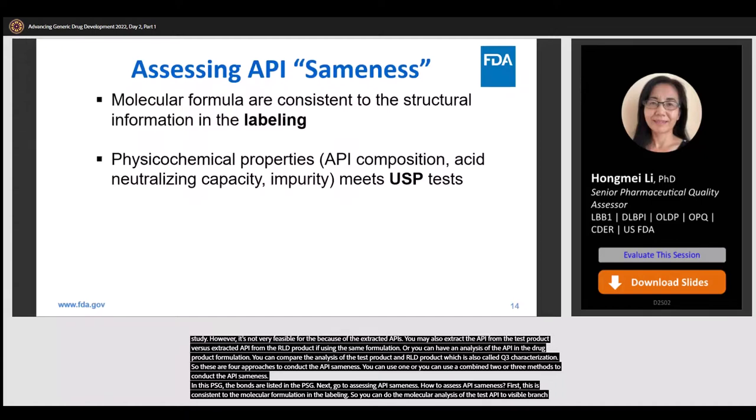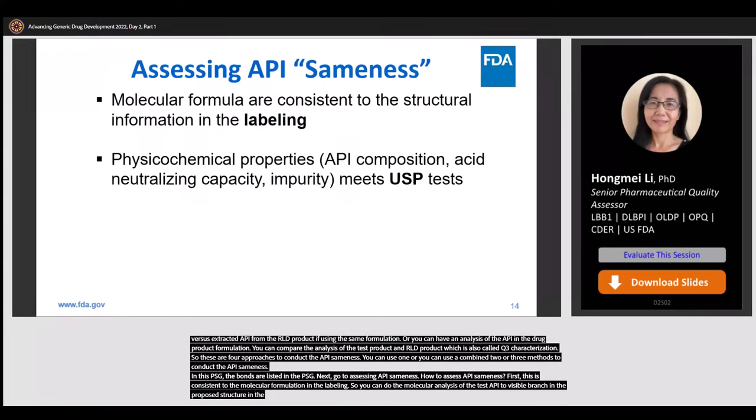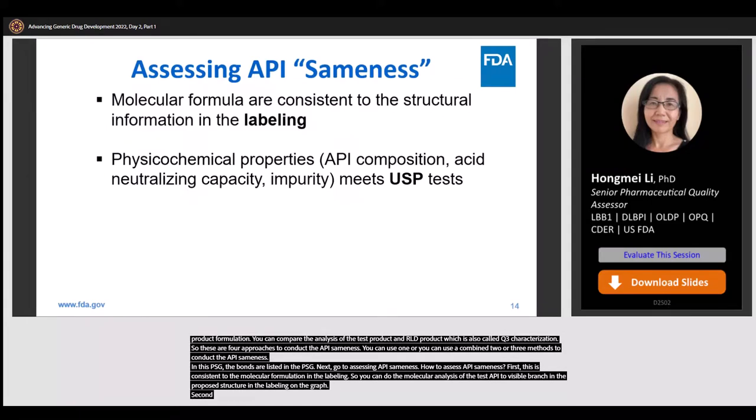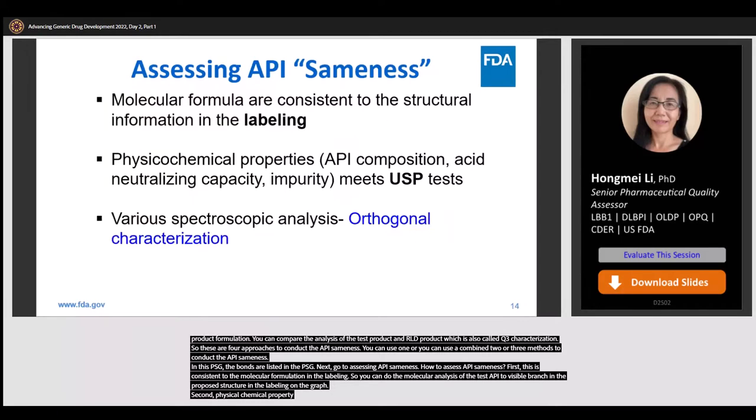Second, physical chemical properties of the API, such as API composition, acid neutralizing capacity, and impurity profile, etc., meet the USP test. So there is a USP monograph for the sucralfate. There are also criteria to be met. Third, there are various spectroscopic analyses for the test API, for which we recommend an orthogonal characterization approach.